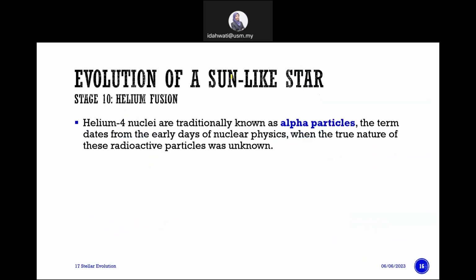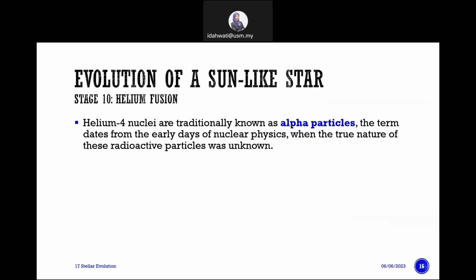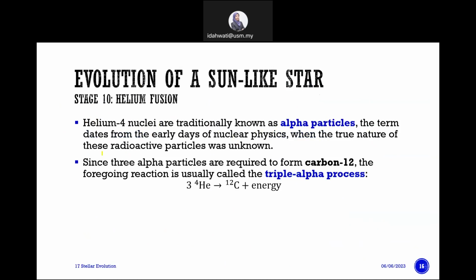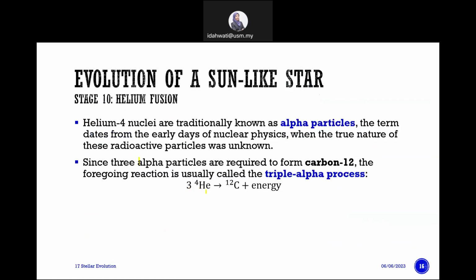So in this stage of helium fusion, in stage 10, the helium-4 nuclei from here are traditionally known as alpha particles. The term dates from the early days of nuclear physics. Since 3 alpha particles are required to form carbon-12, we call this reaction the triple alpha process, which releases energy after producing carbon-12.